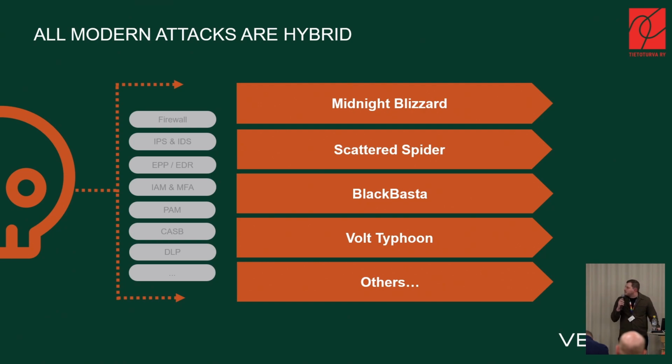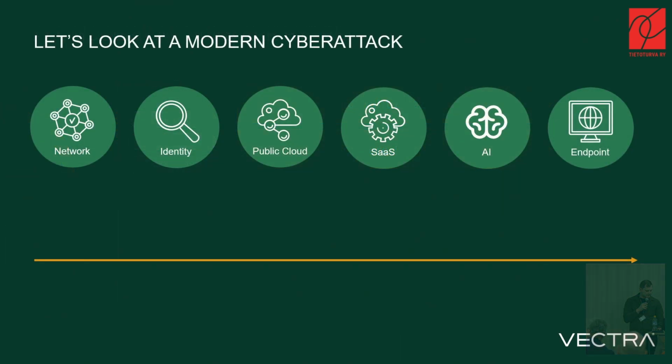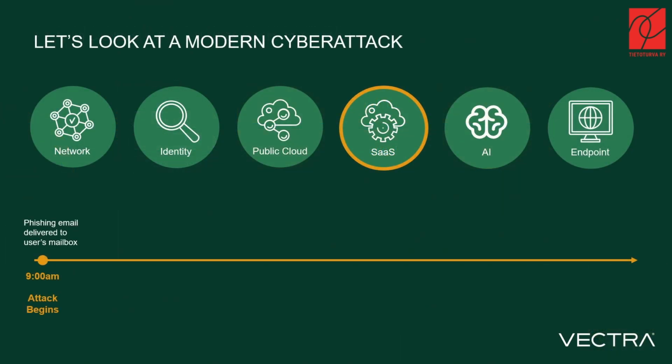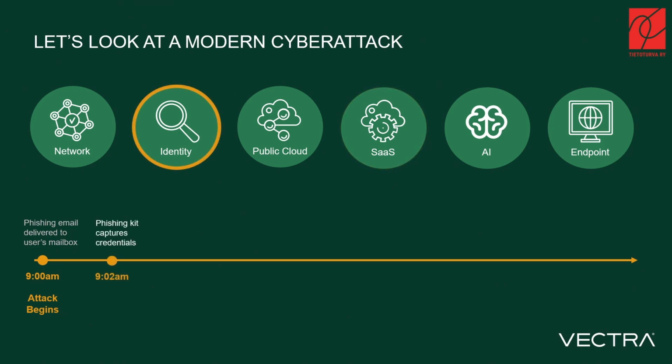If we look deeper into what an actual attack might look like, sort of the steps for it, quite often it starts from a phishing email. This is by far the most common way that organizations get breached. And in this timeline, a phishing email was delivered at exactly 9 a.m. and at 9:02 there was already credentials captured.